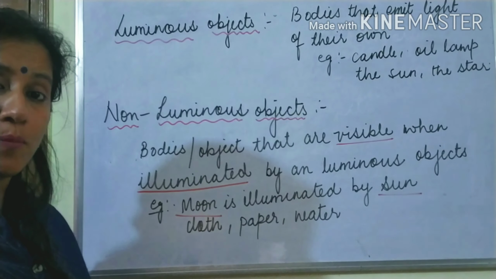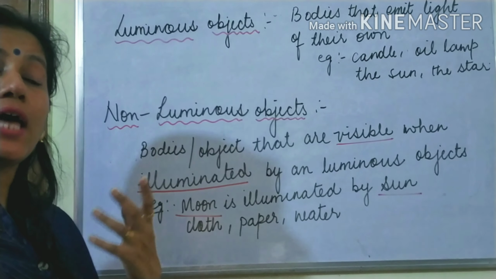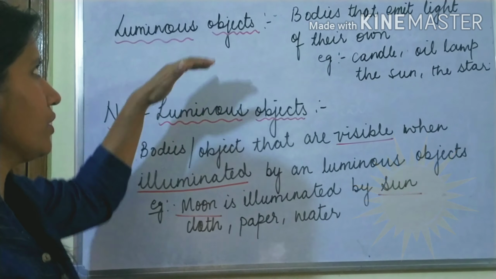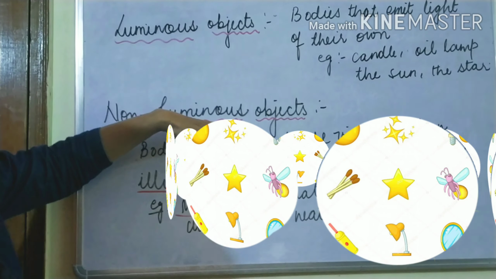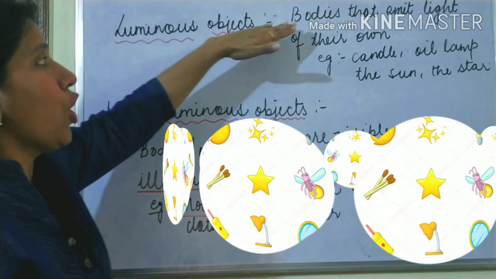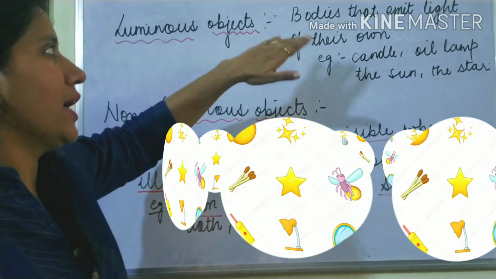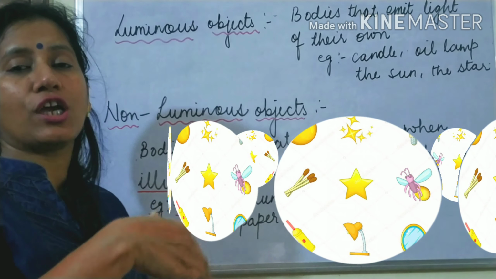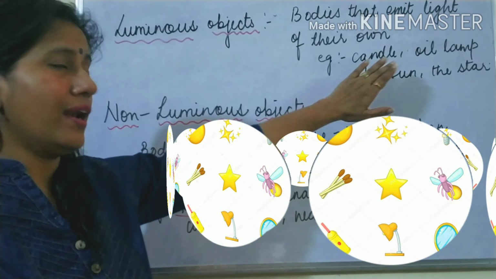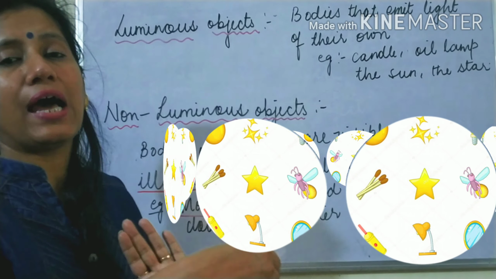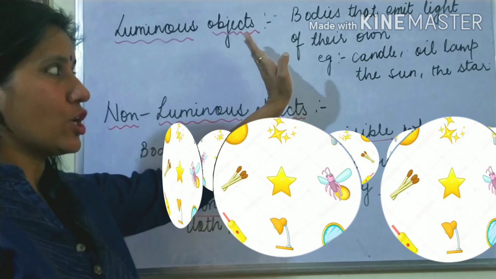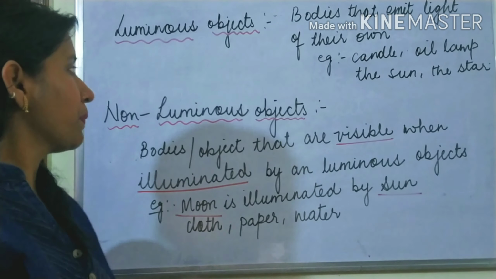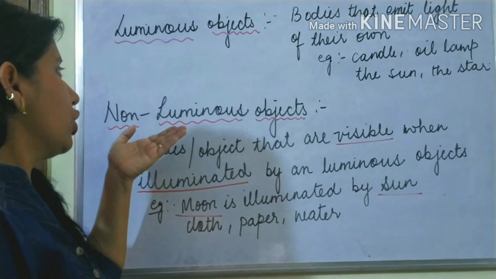Now let's see the objects that have their own light, or that illuminate, and the objects which are visible but not luminous. So the first one is luminous objects and non-luminous objects. Luminous objects or bodies are those objects that emit light of their own. वो उनकी खुद की लाइट होती है जो वो देते हैं. जैसे कैंडल को आप जलाएंगे ना, सो कैंडल अपनी लाइट देगी. सो कैंडल इज ल्यूमिनस. ऑयल लैम्प्स ल्यूमिनस. सन ल्यूमिनस. स्टार्स ल्यूमिनस. फाइन. नेक्स्ट मीन्स नेक्स्ट नॉन ल्यूमिनस.